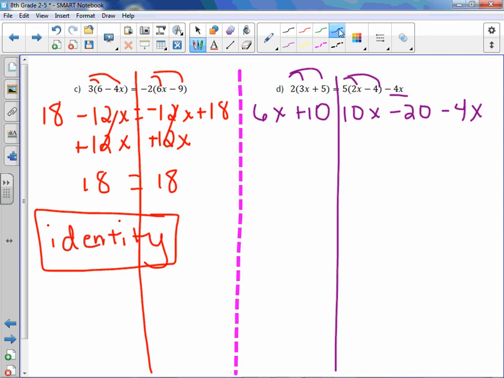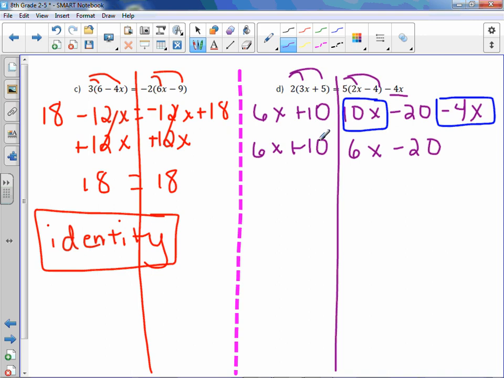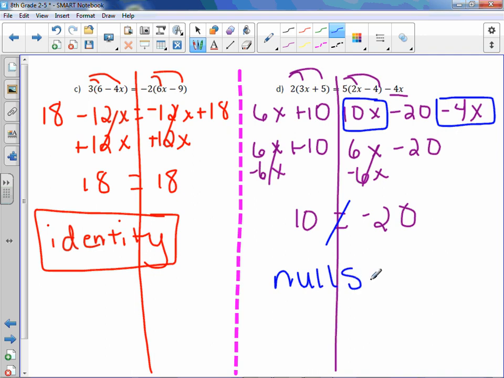On the right-hand side, it looks like we can combine like terms. I have 10x minus 4x, which is 6x. Bring down the minus 20. On the left-hand side, there's nothing to combine, so bring it down. Subtract 6x from both sides. I'm left with 10 on the left equals, those cancel out, I'm left with negative 20. This is not a true statement, therefore, this is the null set. There is no solution.